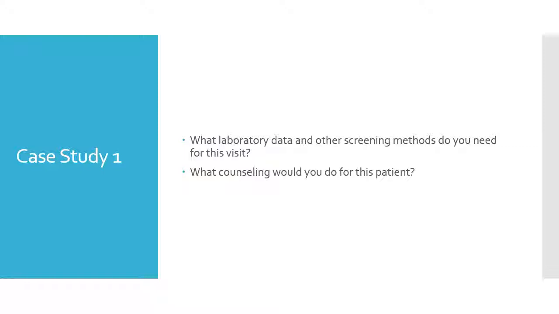So what laboratory data and other screening methods do you need for this visit? And what counseling would you need for this visit? So you need to do a urinalysis since she is a woman of reproductive age. You need to check her blood pressure, perform her first pap smear, perform a chlamydia gonorrhea screen since she's under 25. You need to discuss and offer HIV screening, and you need to screen for partner violence. Remember that in general adult preventative care, a urinalysis is not a screening tool, but because she is a female of childbearing age, she would be screened with a urinalysis.